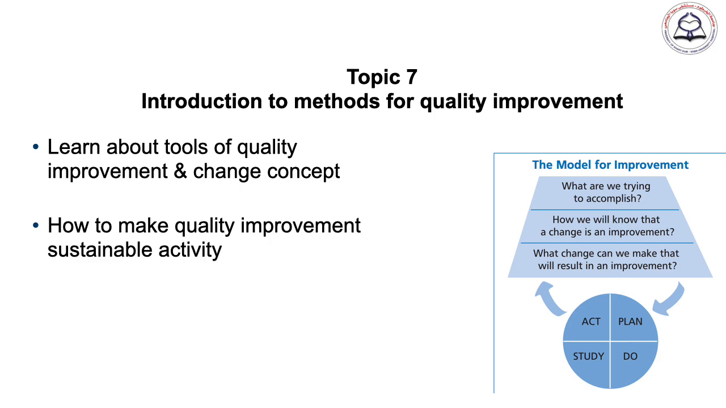Topic 7, introduction to methods of quality improvement. Learn about tools of quality improvement and change concepts. We're going to use the model of plan, do, study, act. What are we trying to accomplish? How will we know that a change is an improvement? What change can we make that will result in an improvement? And how to make quality improvement a sustainable activity.